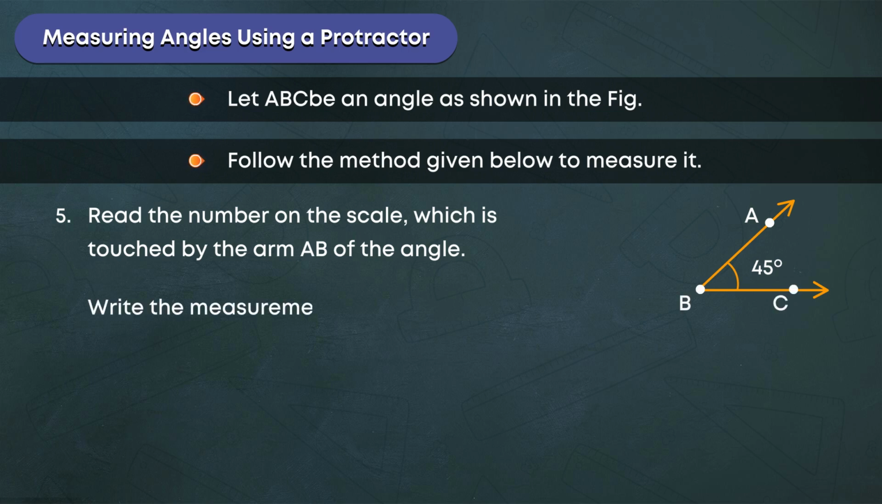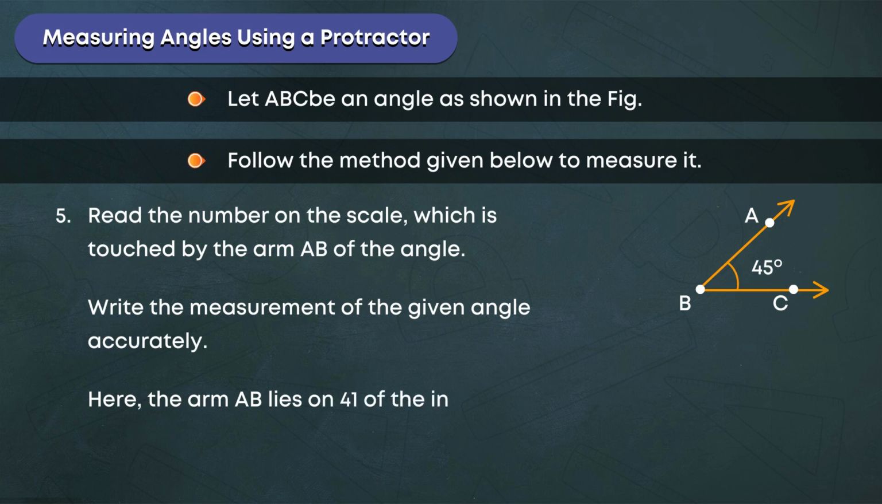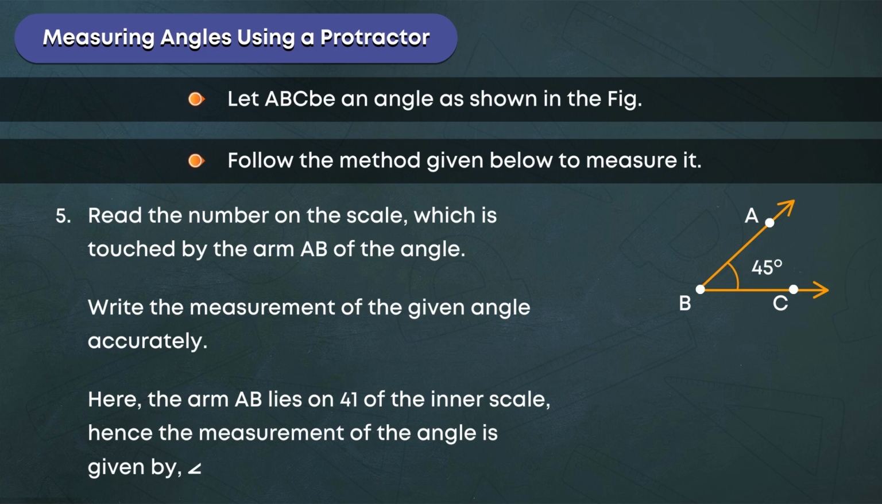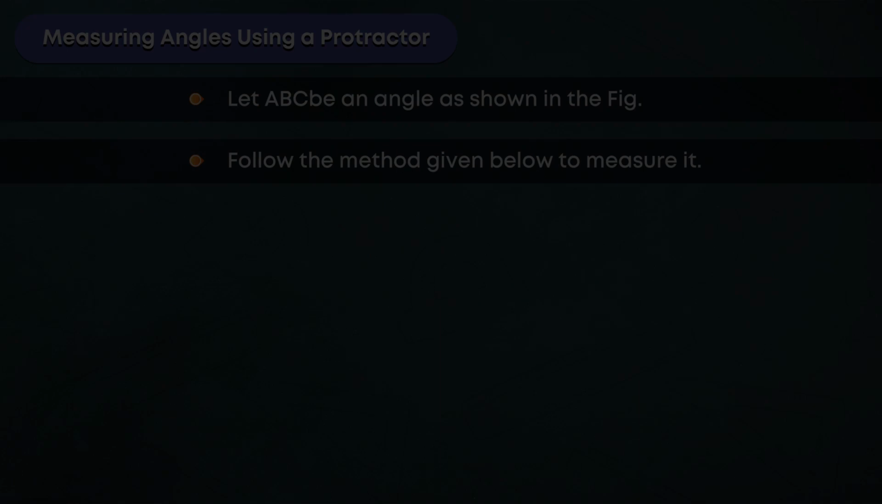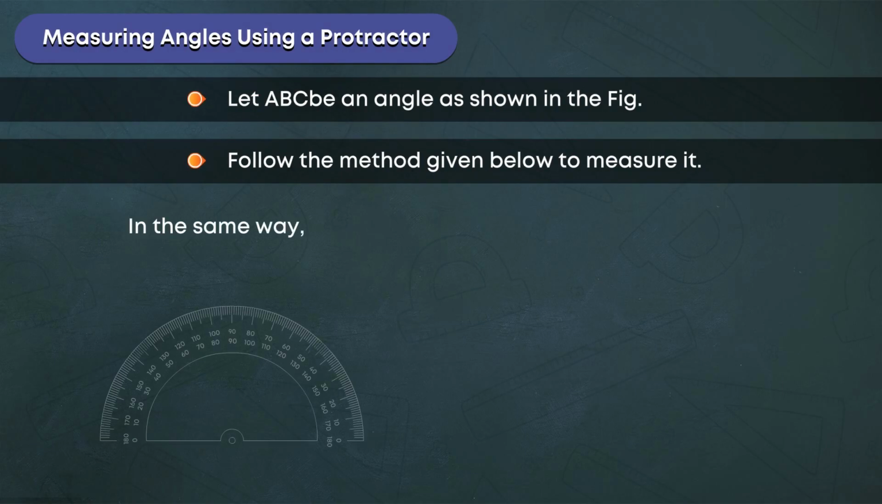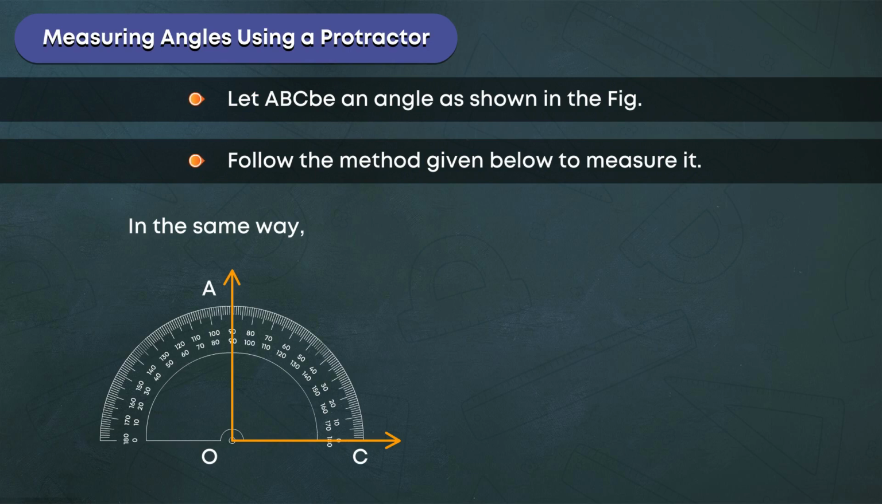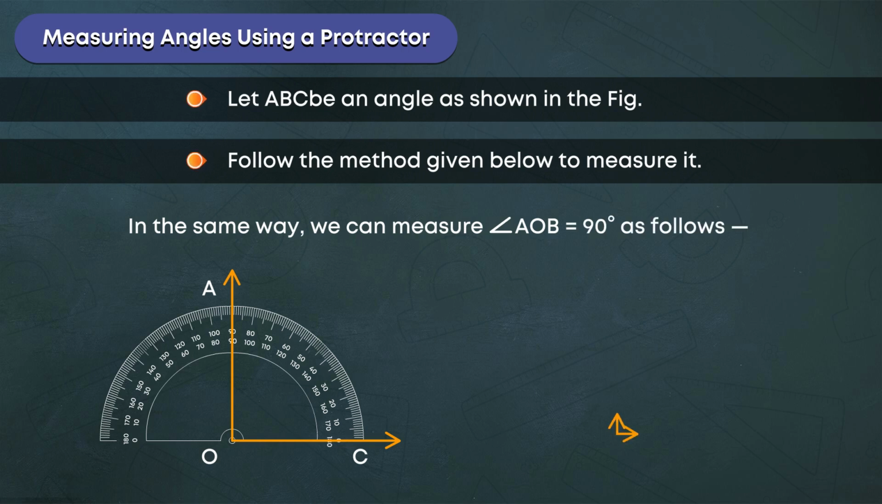Write the measurement of the given angle accurately. Here, the arm lies on 41 of the inner scale, hence the measurement of the angle is given by angle ABC is equal to 41 degrees. In the same way, we can measure angle AOB is equal to 90 degrees as follows.